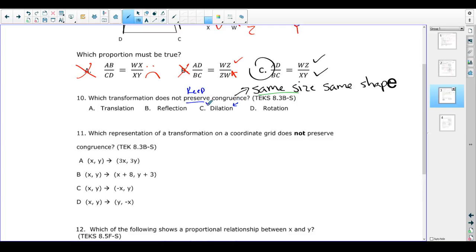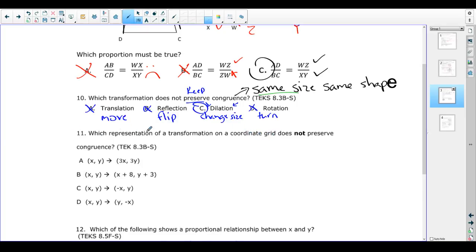Hint, hint, right? Like translation just means move, right? Doesn't mess with congruence. Reflection just means flip, doesn't change size or shape. Rotation just turns it, doesn't change size or shape. This one, dilation, literally means change the size. And if you're changing the size, it can't be the same size anymore. So dilations do not preserve congruence. Please don't get those wrong.